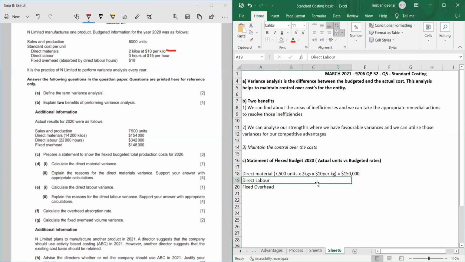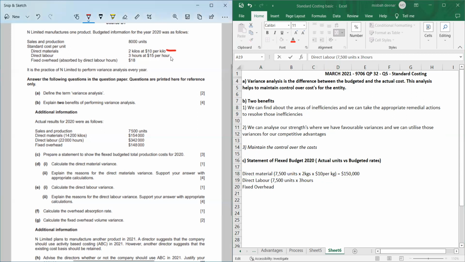Then moving on to the direct labor. So 7500 units into 3 hours into $15 per hour. So we will get $337,500.